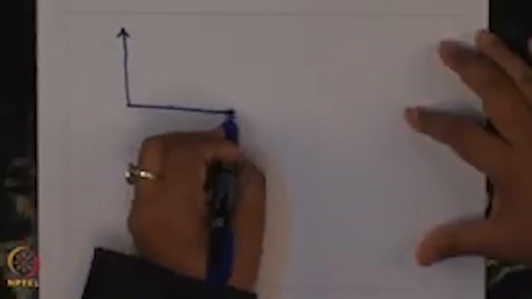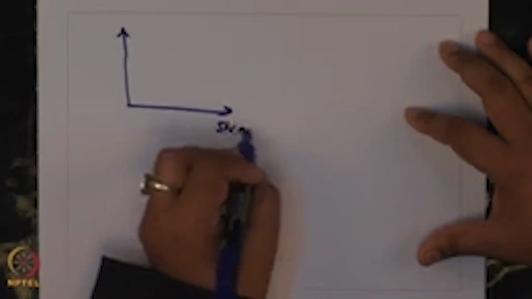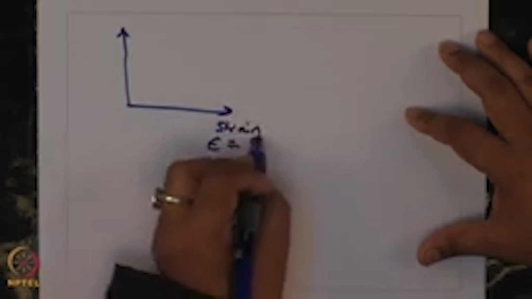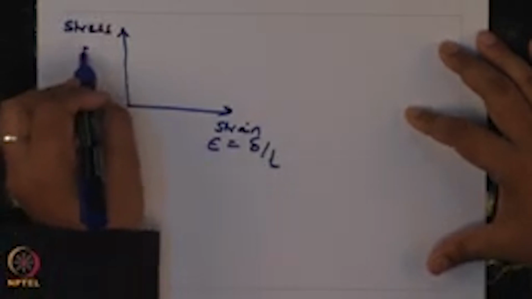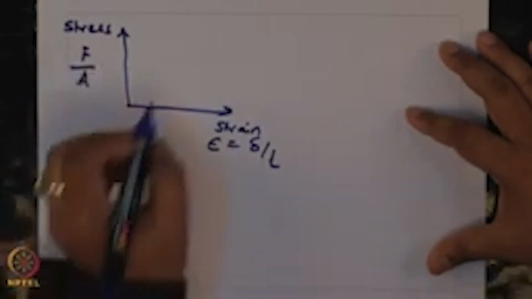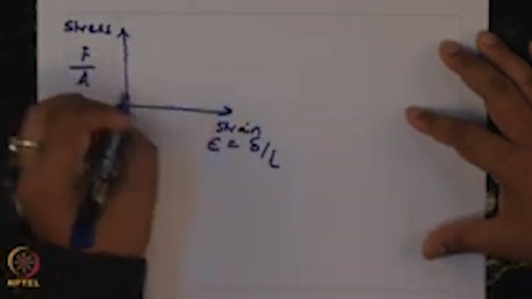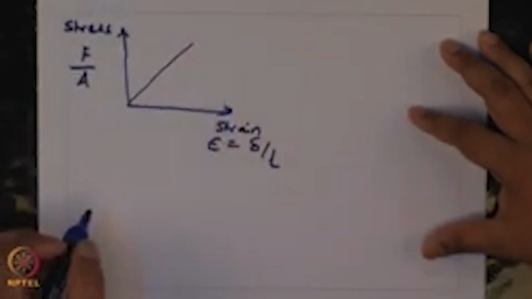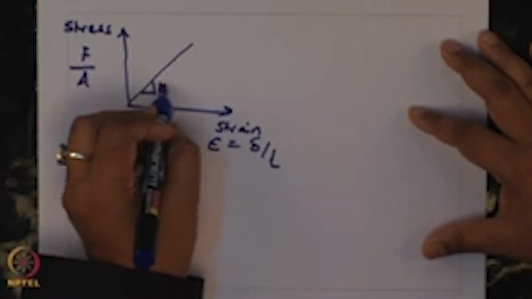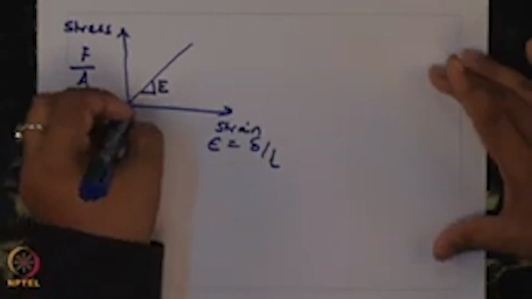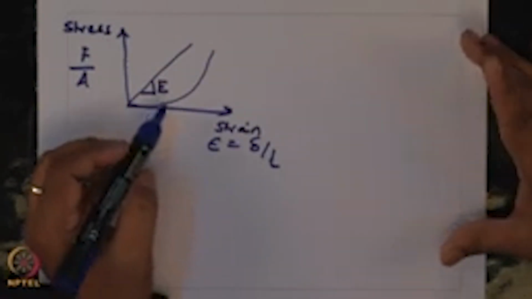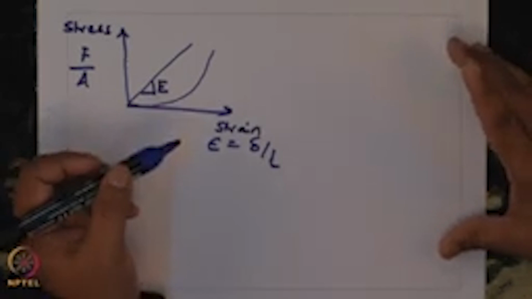In a stress strain curve, if this is strain epsilon, which is defined by the extension over the original length, and this is my stress, which is defined as force per unit area, and if your stress versus strain is linear, then the slope of this line is the Young's modulus of elasticity of this solid. However, if the curve looks like this, then this is nonlinear elasticity, where your slope keeps on changing.